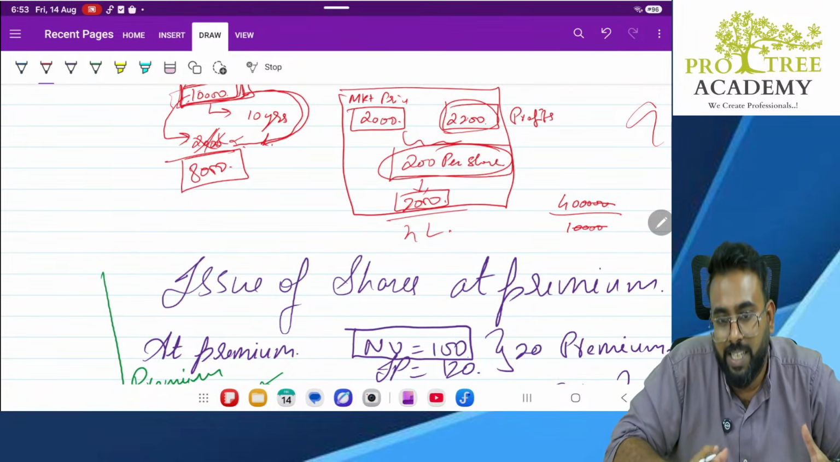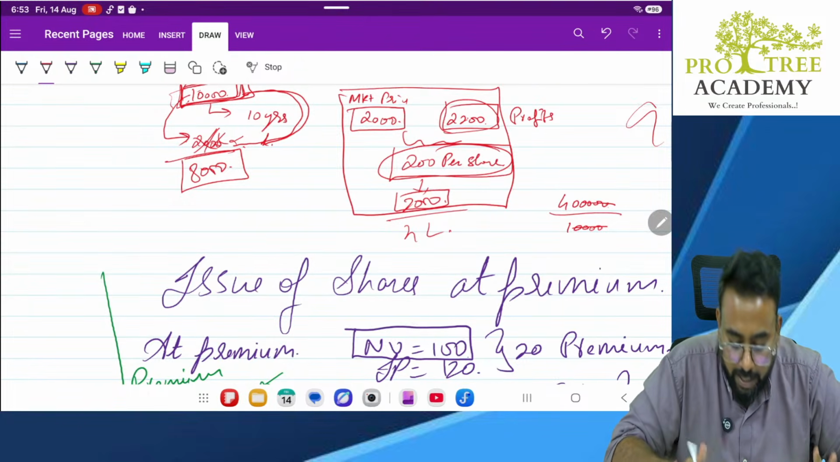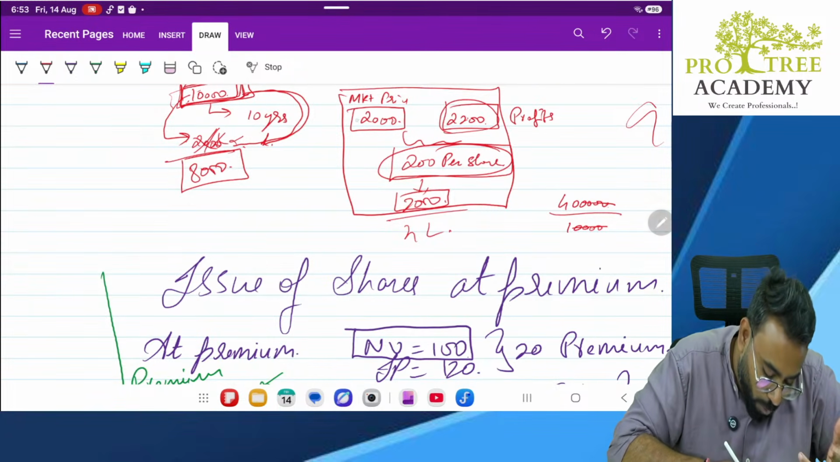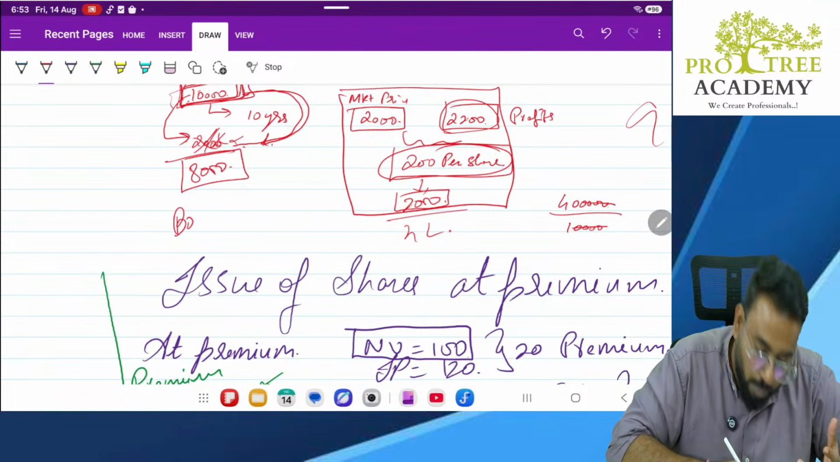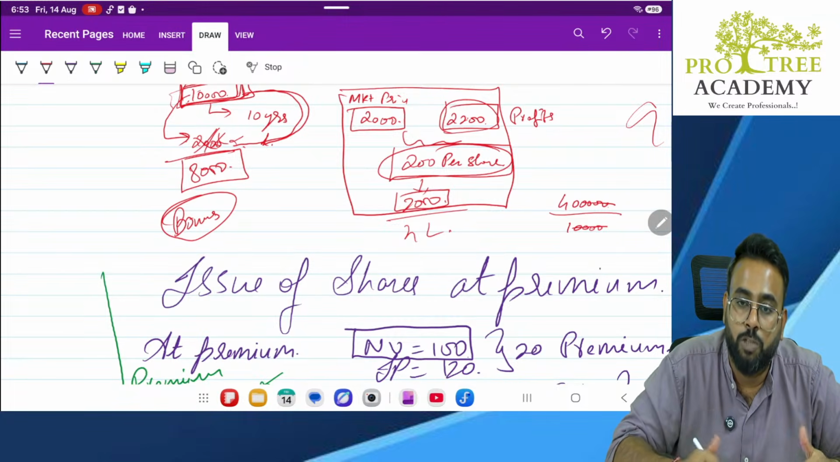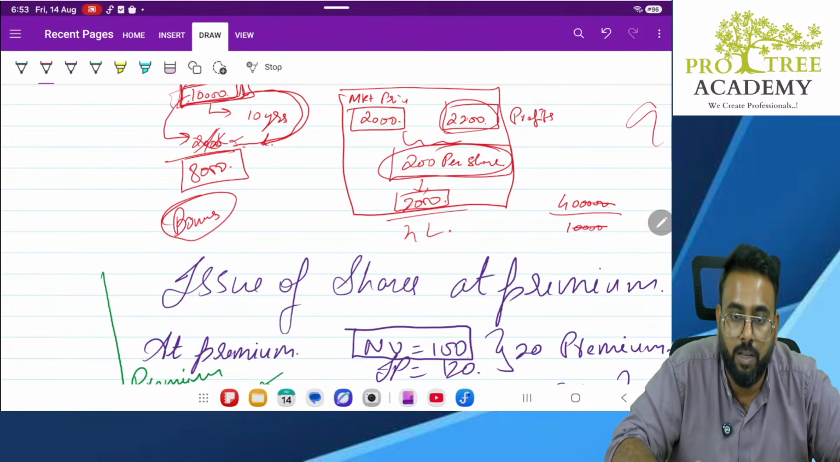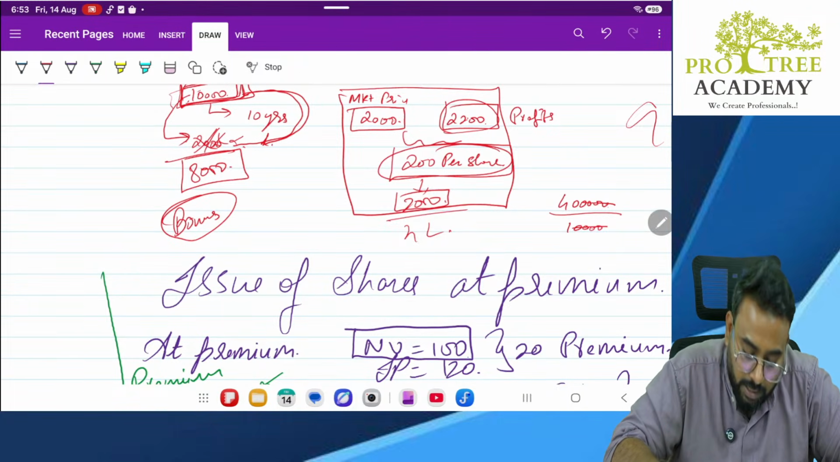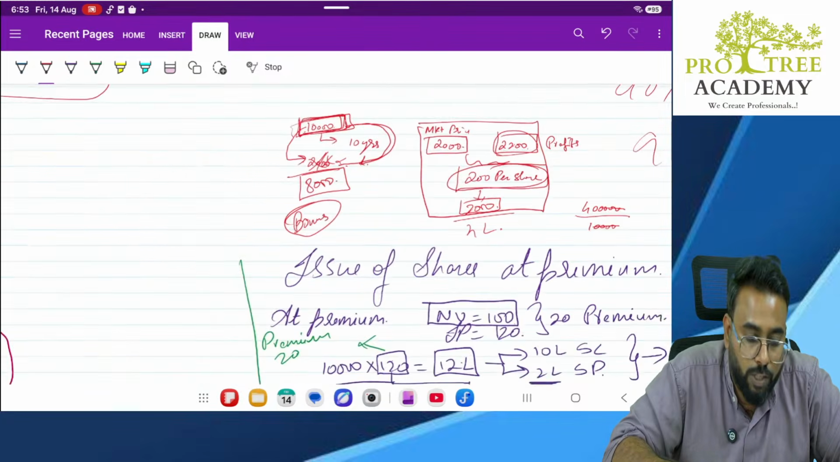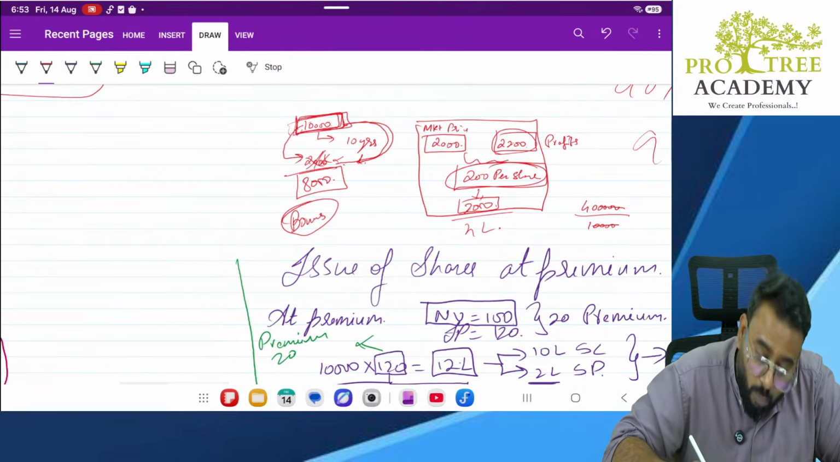But my budget is limited. That is why I don't give it as a dividend. I give it as a buyback. Even your bonus shares are also like that only. Bonus shares are also a way of distributing the profits of the company. Clear? Everybody is understanding? Any doubts in this? So far, so good?